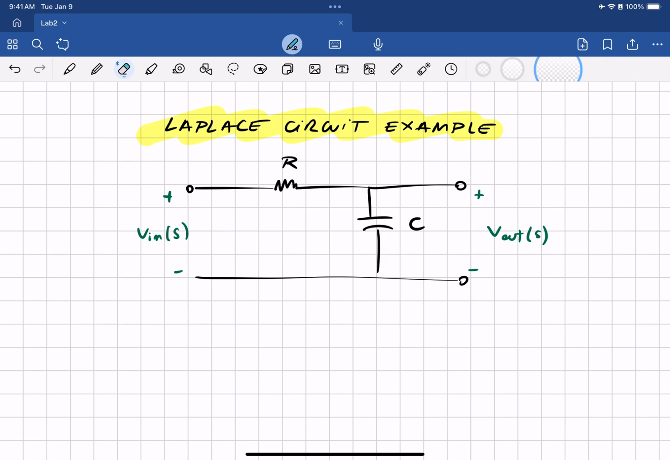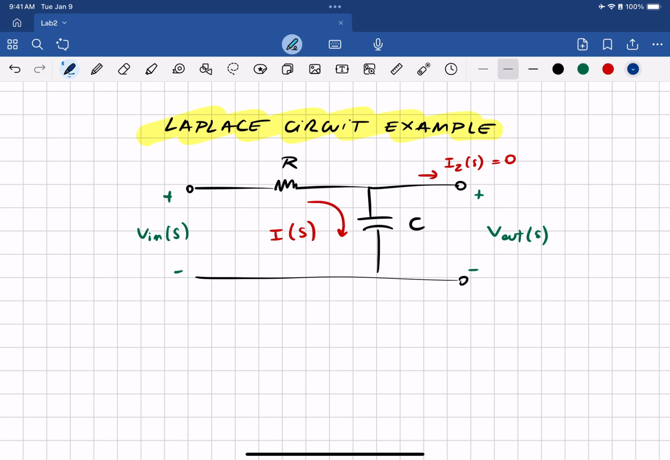We know that in this circuit, it's an open circuit. So let's call this I2 of S equals 0. We have just one current going on, which we call I of S. What we would like to get here is an expression in terms of S, meaning that we need to move this circuit into the Laplace domain, and we need to get the relationship V out over Vin.